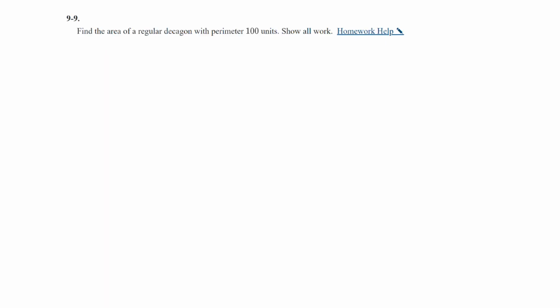Question 9, find the area of a regular decagon with a perimeter of 100 units. So decagon is 10 sides. So if the perimeter is 100, then each side is a length of 10. So I'm going to set up one of the 10 triangles in the decagon. Since the base is 10, we can split it into 5.